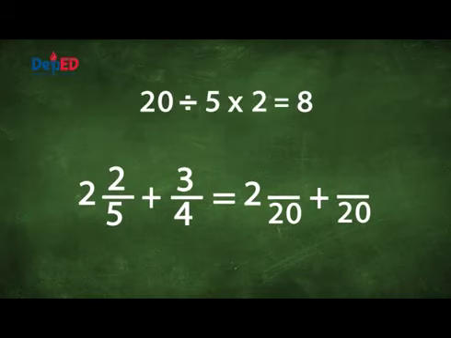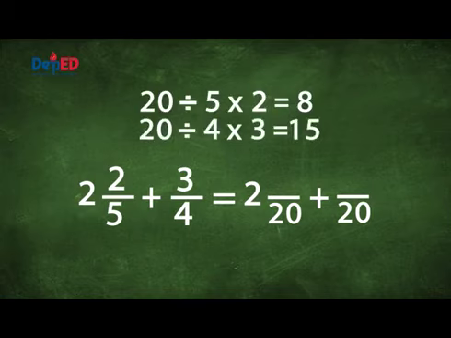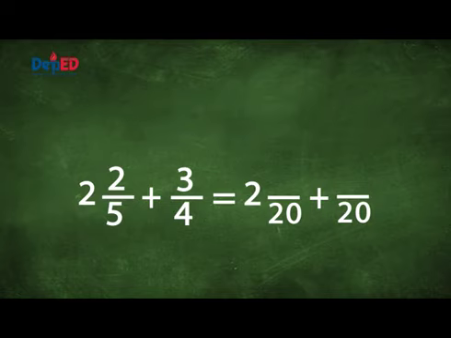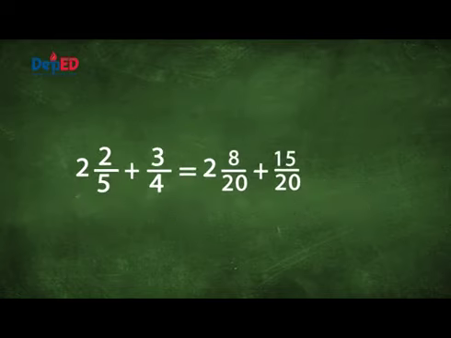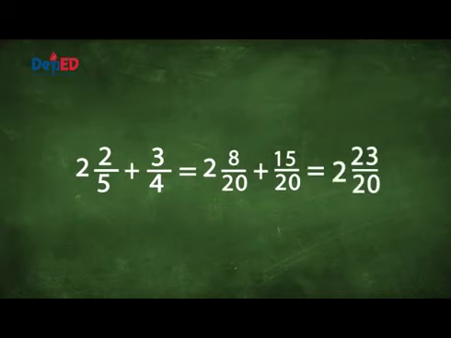20 divided by 5 times 2 equals 8. 20 divided by 4 times 3 equals 15. Step 3. Since we are adding mixed numbers, add first the whole numbers. But we have only the whole number 2. Just copy it. Then, add the numerators. 8 plus 15 equals 23. And copy the common denominator, 20. We have 2 and 23 20ths.